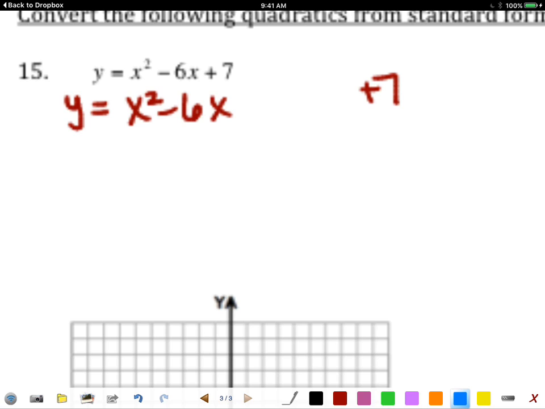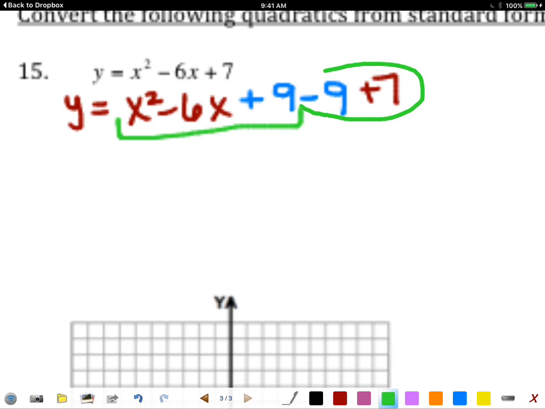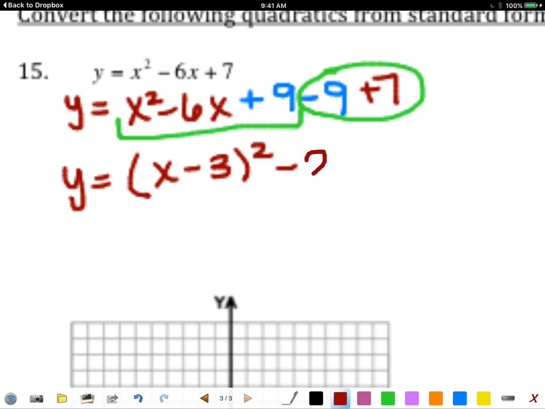All right, then B divided by 2 squared. 6 divided by 2 is 3. 3 squared is 9. So we're going to put plus 9 minus 9. Then we're going to box in my trinomial and circle those 2. So y equals, parentheses, X minus 3, quantity squared minus 2. There you go. Pretty, huh? That looks good. That looks real good.